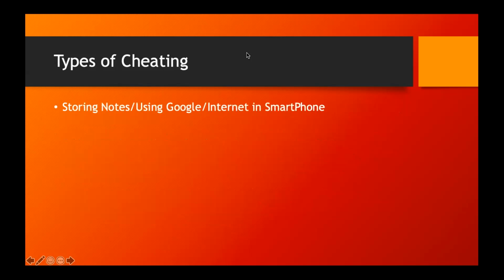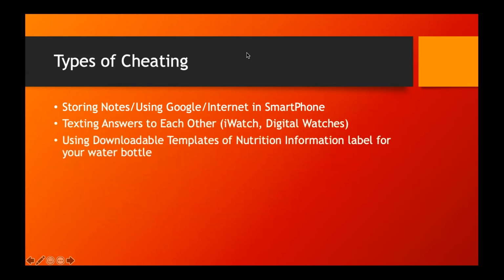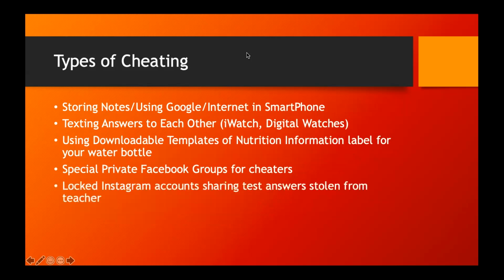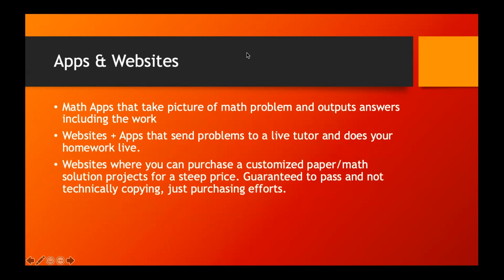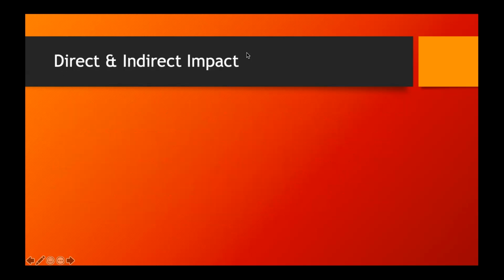And there's your typical, having your notes in your app and texting each other using your iWatch. I'm not telling you how to cheat, but I'm telling you what's out there. There are actually templates you can download for your water bottle, so you can put them on there. It looks like a nutrition label. There are math apps that can do your problems with the work, and websites that offer to do the same.